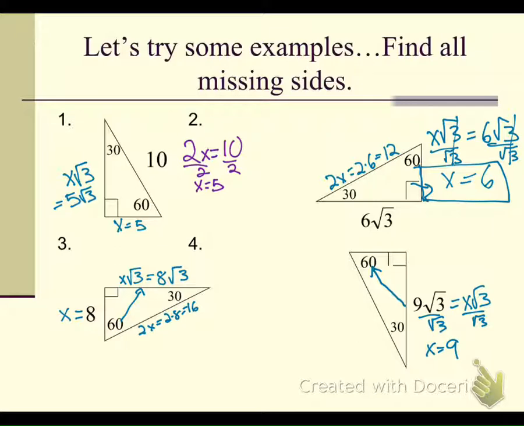So after that, we need to see which sides we don't know. We don't know the side directly across from the 30. Across from the 30 has what for our formula? X, which means that this side has to be 9. And then our hypotenuse is 2x, which is going to be 2 times 9, which is 18.